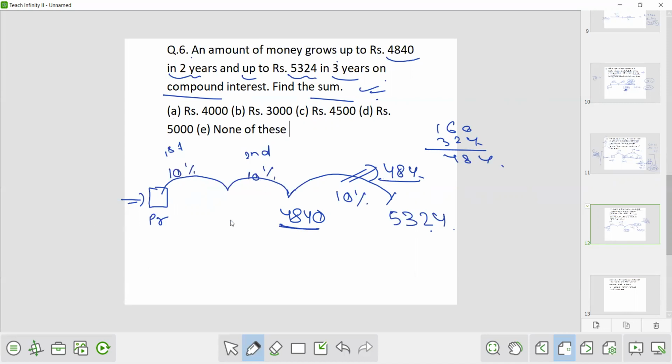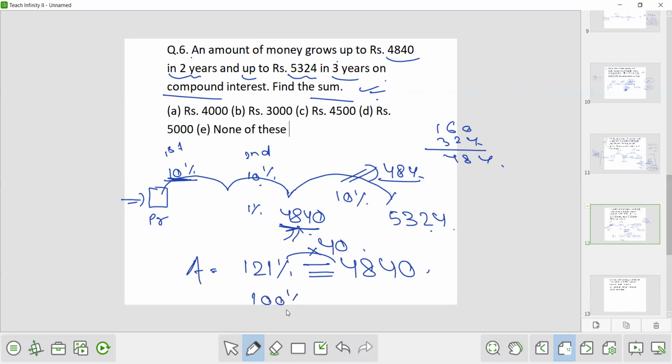Now this is the amount after 2 years. Now we know that at the rate of 10%, the amount is 121%. How? This is 10%, this is 10%, and for the second year, 10% of this 10 is 1%. So the amount is 121%, and this 121% is equivalent to 4,840. This is 40 times. So what is 100%? This will also be 40 times, that is 4,000. So option A is the correct answer.